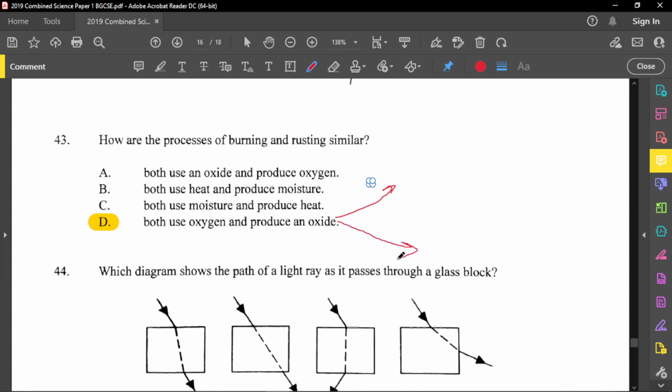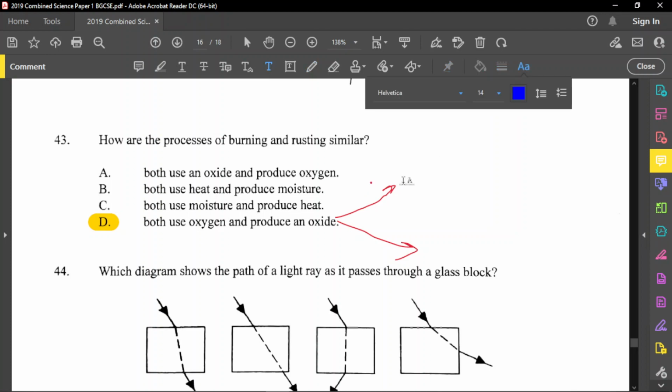I'm going to talk about burning right here, and I'm just quickly putting rusting. For rusting, once you have rust, rust forms iron 3 oxide. So rust is iron 3 oxide. The formula for it is actually Fe2O3. I'm going to write that down for you, and I'm going to write down the formula shortly.